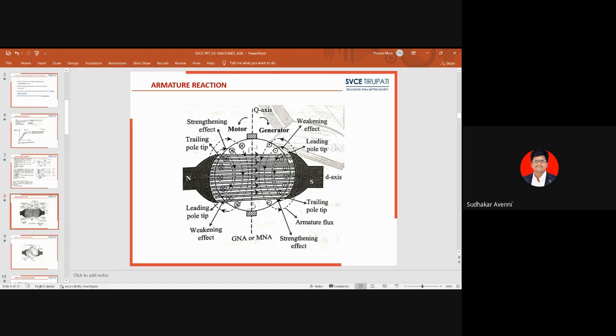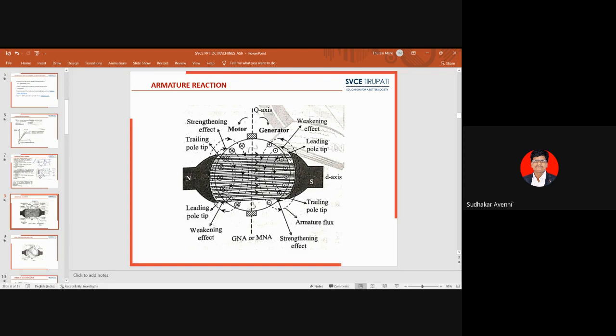Actually, when the armature here has crosses and dots, because of these crosses there is an armature flux. That armature flux crosses the main field flux. That is nothing but the cross magnetization effect. Under the trailing pole tip, this armature flux is in the same direction as the main field flux, so the total flux increases. There is a strengthening effect. Under the leading pole tip, the main field flux is opposite to the armature flux. Because of this opposite direction, there will be a weakening effect.